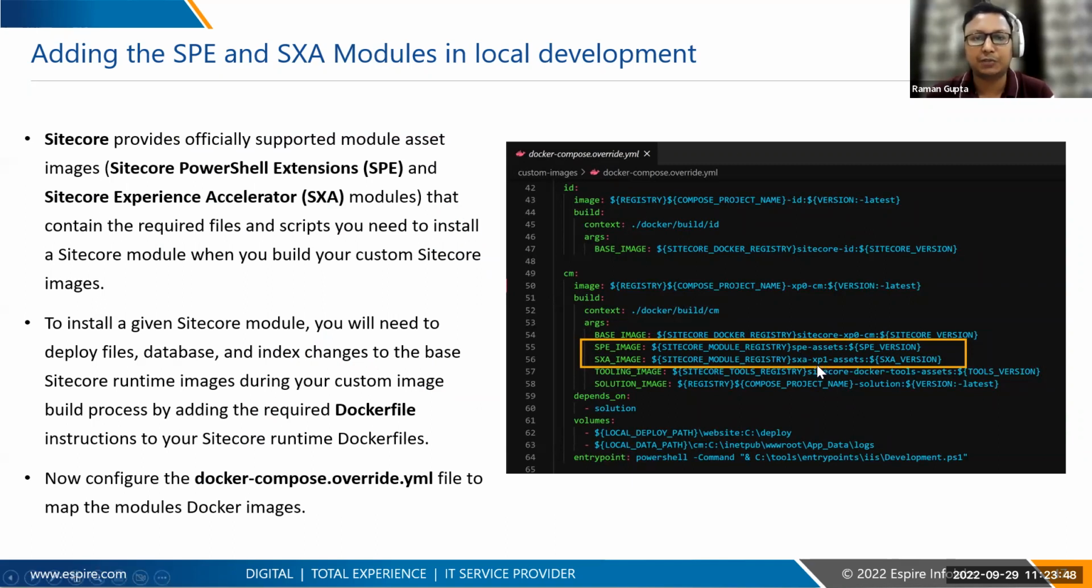Basically, we'll need to add the specific image tags or versions to be defined in the SPE version and SXA version variables. So we have the .env file, where we can define all these variables, to make everything dynamic so that we can integrate very easily while creating the CI pipeline. Same thing for the remaining services like MS SQL or Solr, we have to configure in the same way as we have configured the CM or CD Docker instruction file. Now build these images locally and push these images to the ACR.